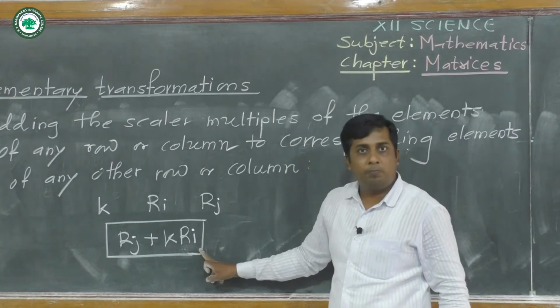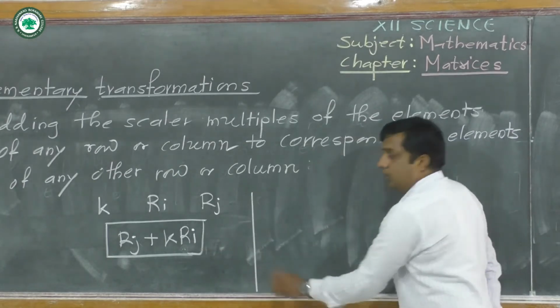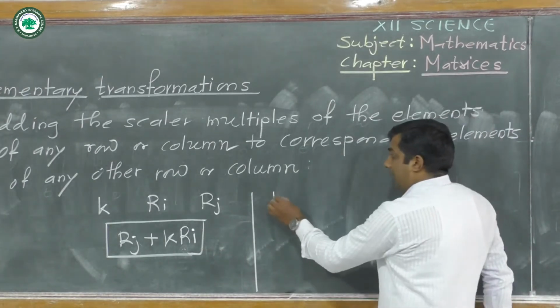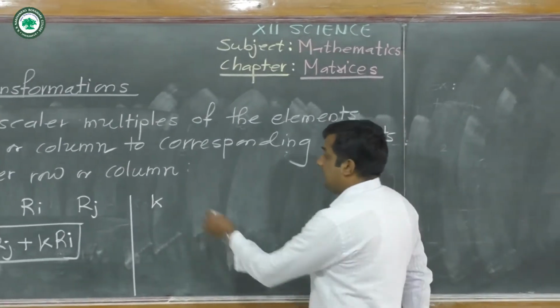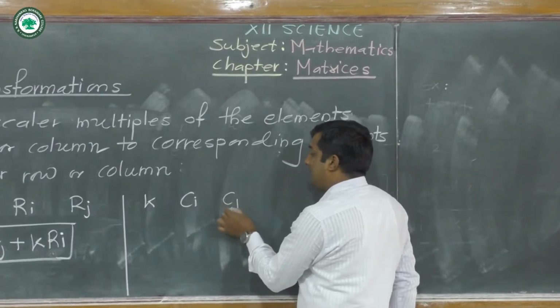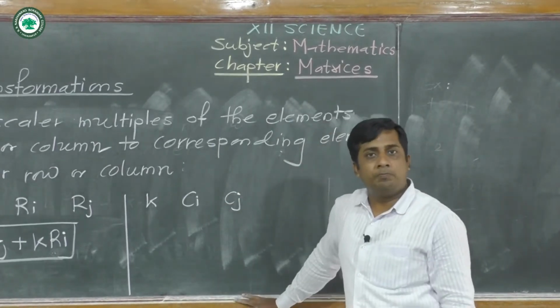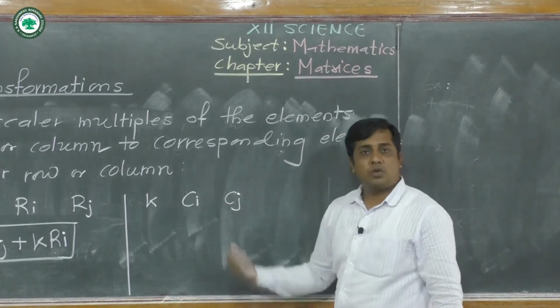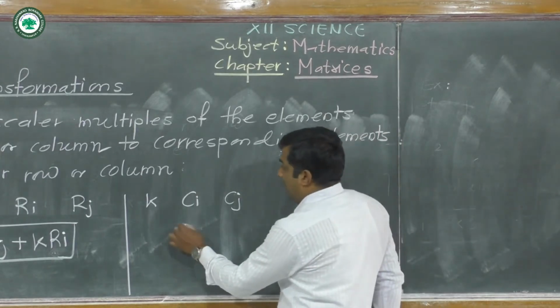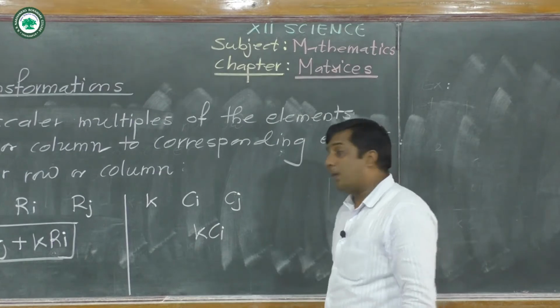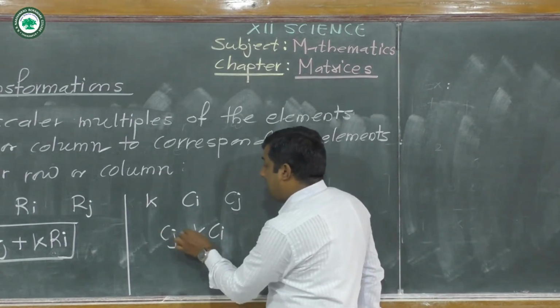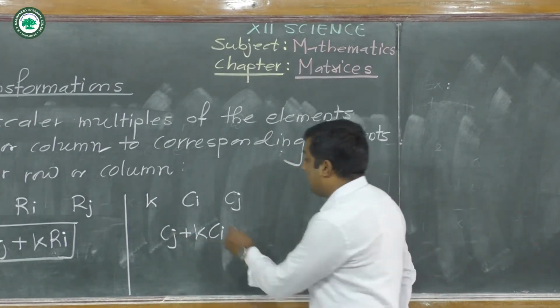This is for row. Similarly for column, consider the scalar. Let k be the given scalar. Then we consider the 2 columns, ci and cj. Let's multiply the first column with k, so we get k ci, and we have to add this k ci with cj, so here cj plus k ci.